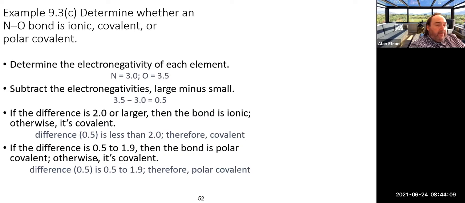When we talk about molecular polarity, and again, we'll talk more about it in the next chapter, usually what we're talking about is the entire molecule as a whole, all the bonds that are involved, and how the electrons are shared over the entire molecule.